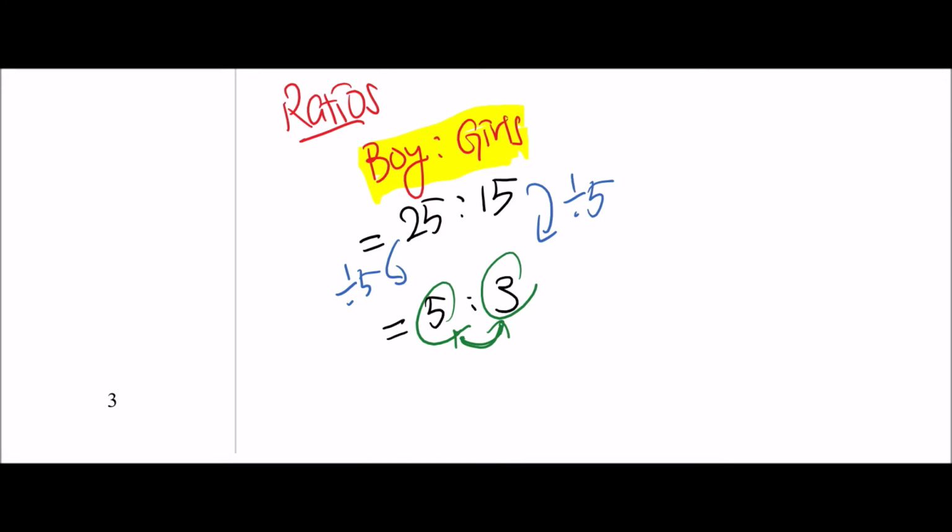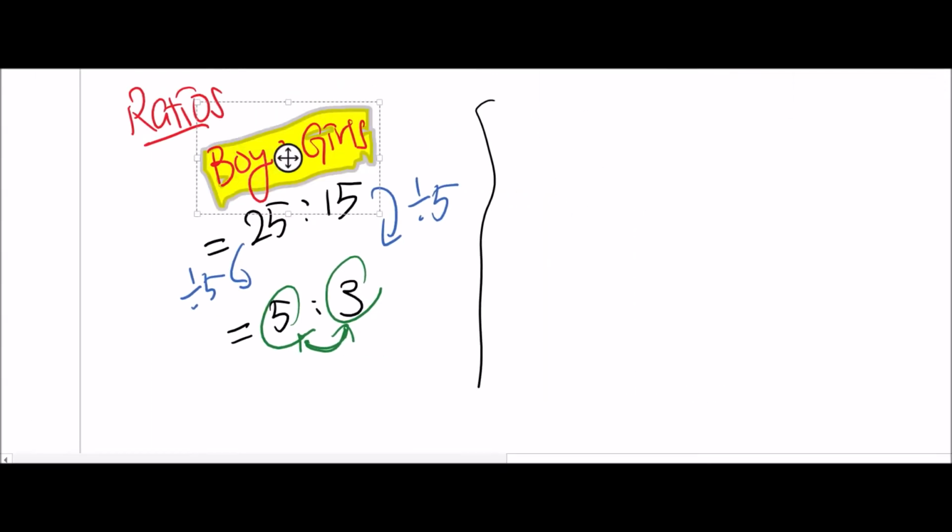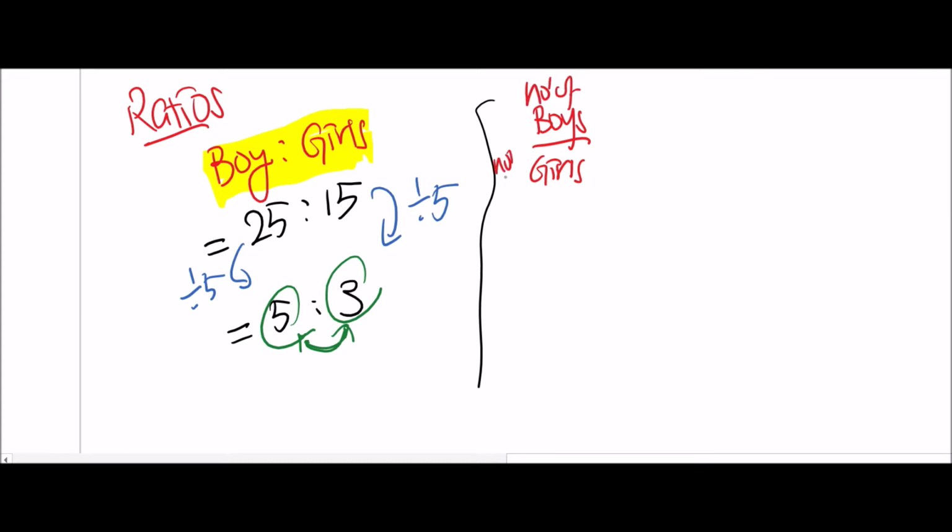On the other hand, we also learned that there's another way to present ratios, but remember they are not the same, which is in the form of a fraction. The same ratio can be written in another form: boys over girls. Technically it should be the number of boys over the number of girls, equals, well, it's the same, 25 over 15.